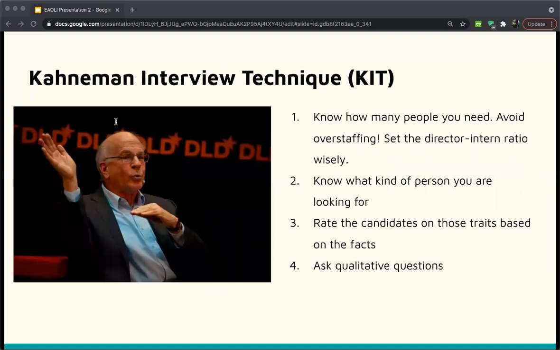Now let's jump right into some interview techniques developed by Daniel Kahneman, an award-winning behavioral economist. First thing is that we should always avoid overstaffing. Overstaffing causes inefficient communication and a lack of focus. You should determine how many departments you need, the director-intern ratio, and what kind of specific skill sets you're looking for. Second, select a few prerequisites for success in this position.